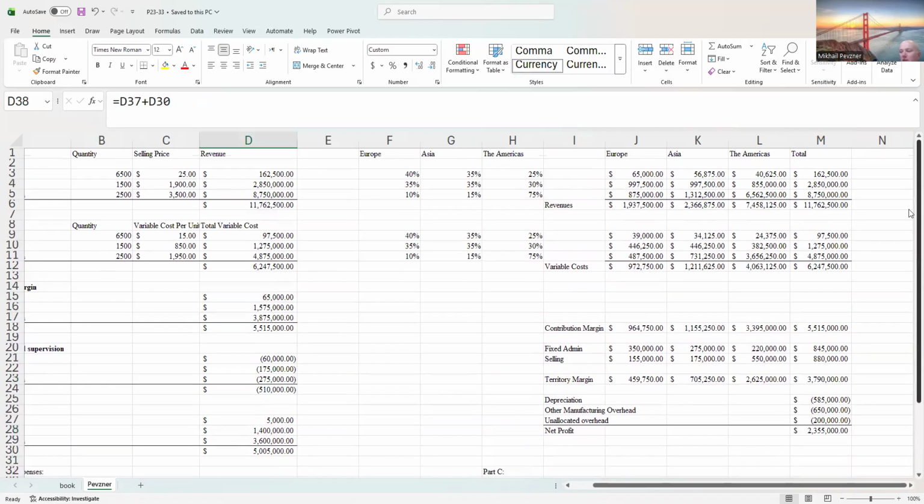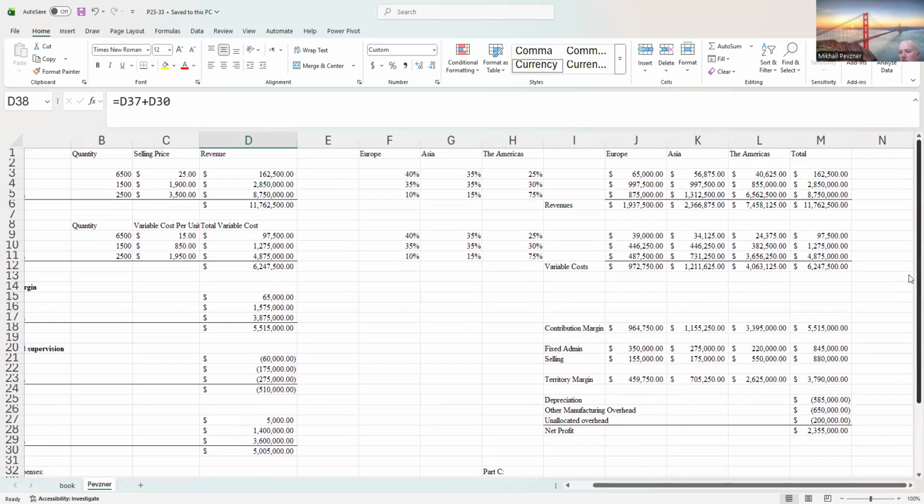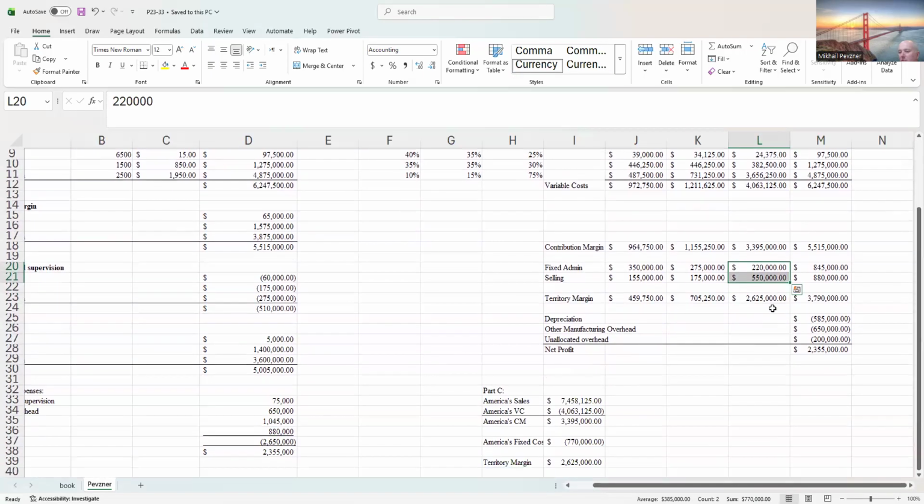Part 3 wants you to recast the data into an income statement for just the Americas. You have all this data already here. You have the Americas revenue, the Americas variable cost, the Americas contribution margin, and the Americas fixed administrative and selling costs, and that's just it, right? It's just a matter of copying and pasting, and that's part C here.